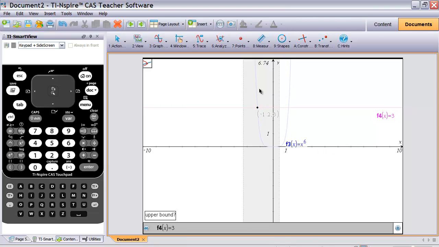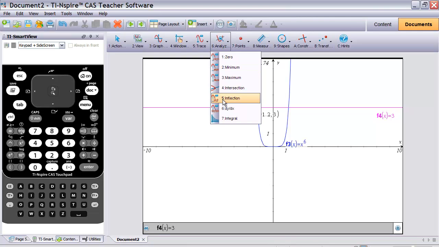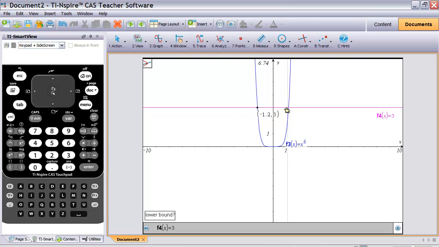So we've got one point at negative 1.23, and let's do it again and find the second point. Exact same thing. Pick a lower bound to the left of it and an upper bound to the right of it, and it will give us that second point. Now, it's not exactly 1.2. That's been rounded off. We could change our attributes and see that it's something very close to 1.2. But what we're saying is the sixth roots of 3 are negative 1.2 and 1.2.